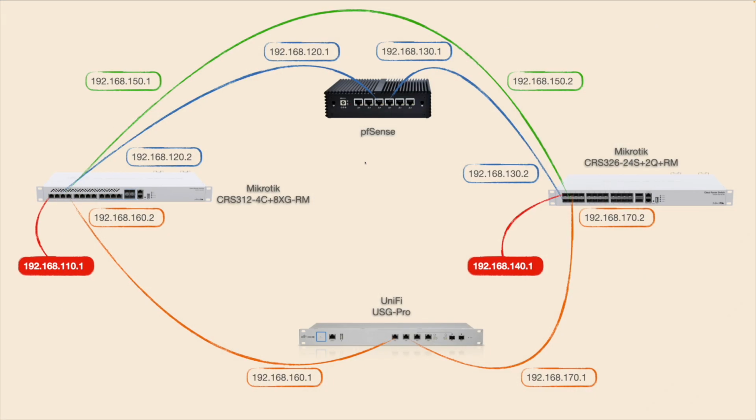Okay, this is the end of this video. We configured the 3 different scenarios using the 2 Mikrotik routers and 1 pfSense and 1 UniFi router. And we also tested if we change the network topology, how RIP can react automatically so that the left and right side networks can still communicate with each other. That's what dynamic routing is for, right?